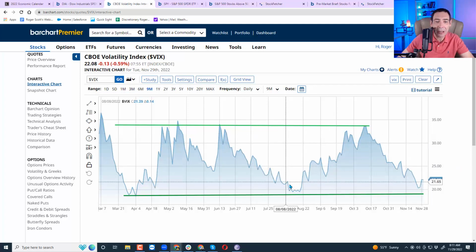It looks like it went all the way down to the base, just like it did here and just like it did here. This is the 20 level. This is the threshold for volatility levels declining. I don't think we're going to go anywhere below that. I think right now volatility levels are about as low as they're going to get, and they're going to start spiking in the near term.